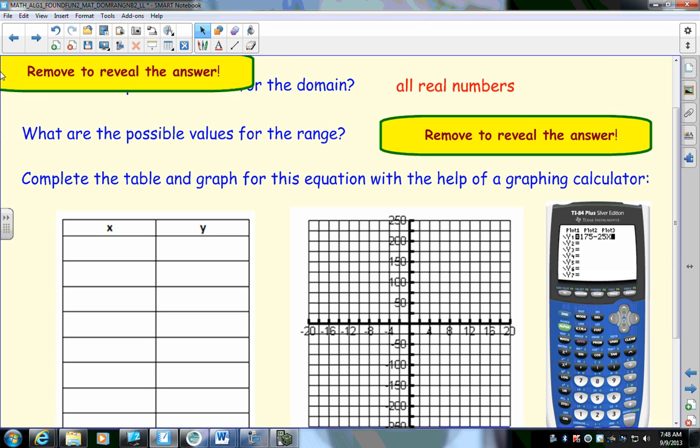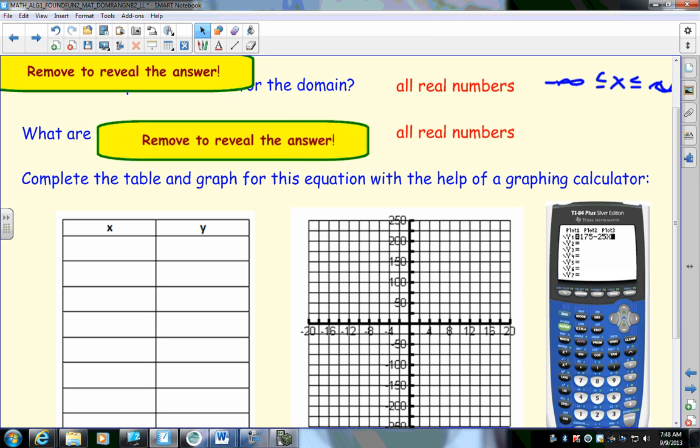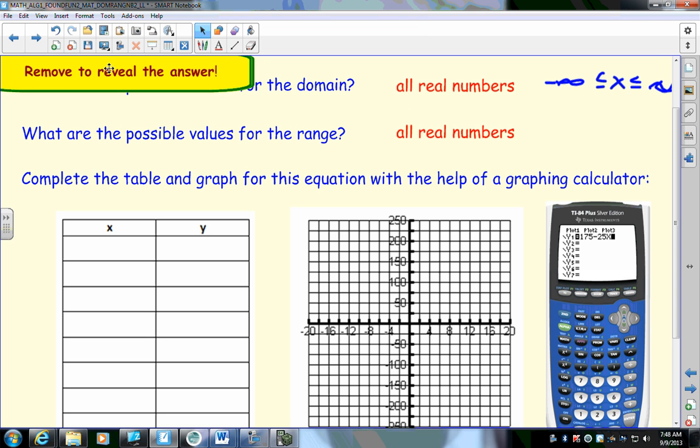All right. For your domain, you can write all real numbers, or you can write negative infinity, less than or equal to x, less than or equal to infinity. Those two things mean the same thing. Now the range, when you go in the calculator and ask what kind of numbers does a y number have, again, it's all real numbers. The calculator does not know the situation. There is no situation in this case.